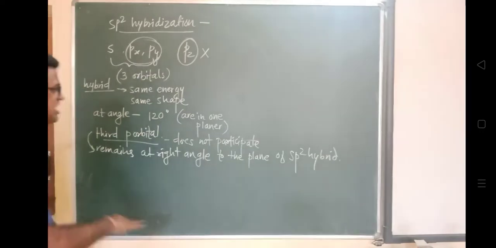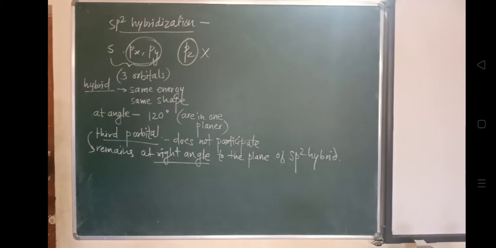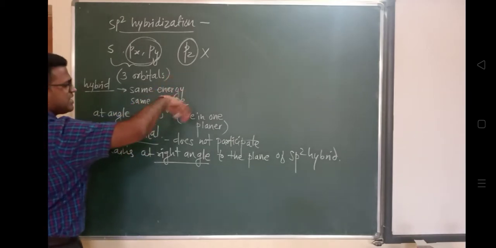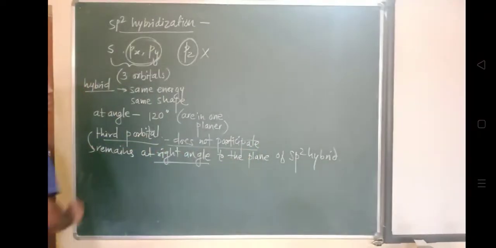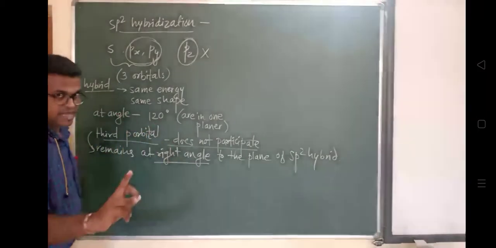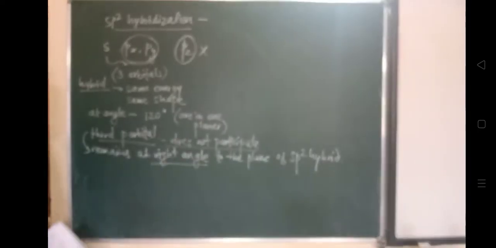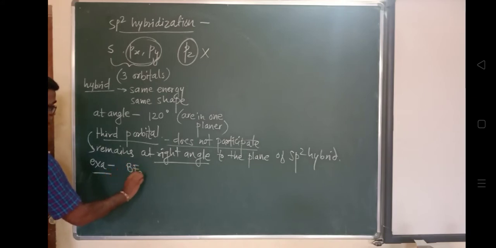The third p orbital, the pz orbital, which is not participating in hybridization, is aligned at a right angle. How it forms a right angle, we'll see in the examples. The examples of sp2 hybridization are BF3 and C2H4, the ethene molecule.